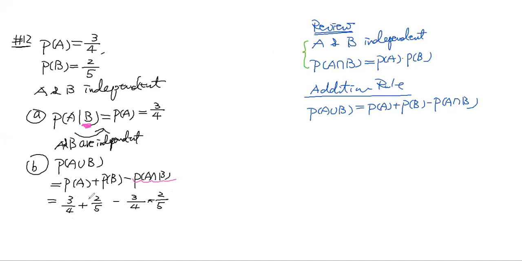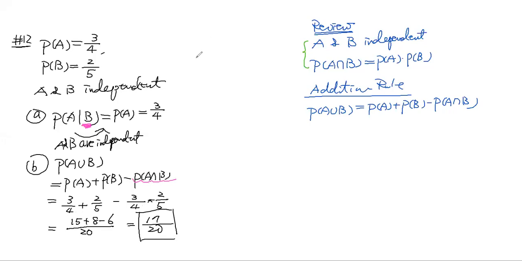Now you can try to find the common denominator, which will be 20. So this is 15 plus 8 minus 6. So it will be 17/20. Did I do it right? So 15 plus 8 minus 6, yeah. So A union B is 17/20.